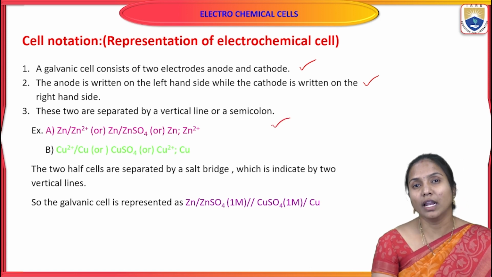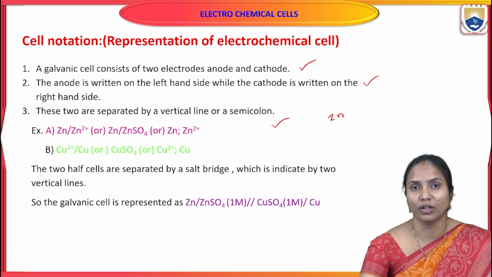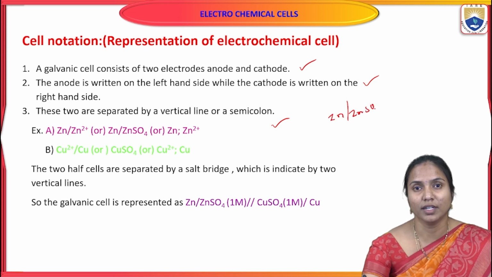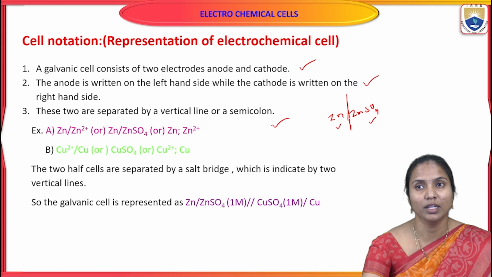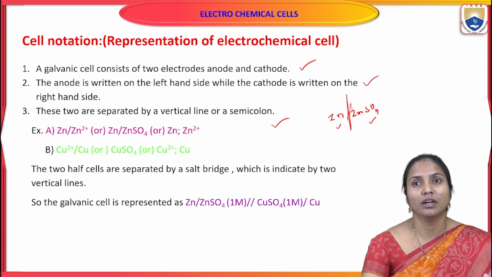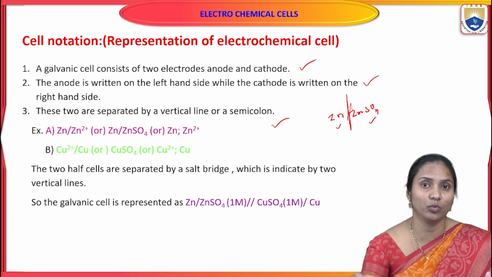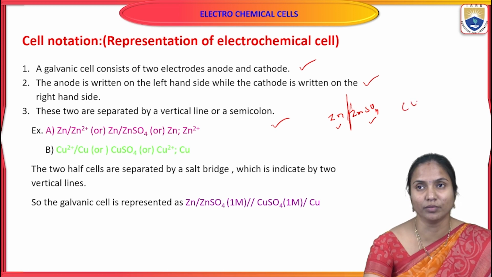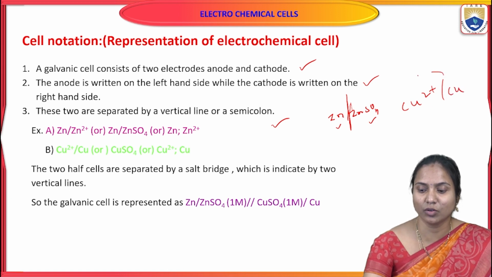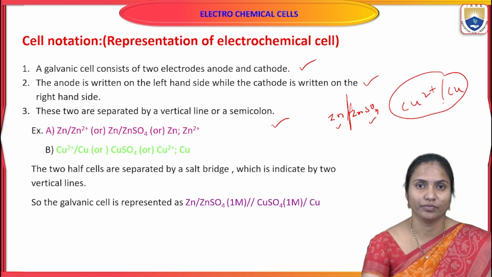And the electrode and electrolyte solution: for example, zinc acts as the electrode, dipped in zinc sulfate solution. It is an oxidation half cell. The electrode and electrolyte solution are separated by a vertical line. That means an electrode and electrolyte solution separated by a vertical line is called an oxidation half cell. For example, copper dipped in copper sulfate solution is called a reduction half cell. These two are also separated by a vertical line.